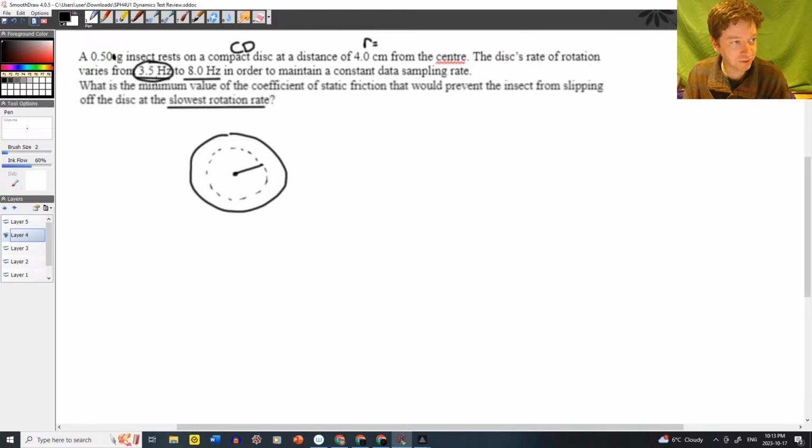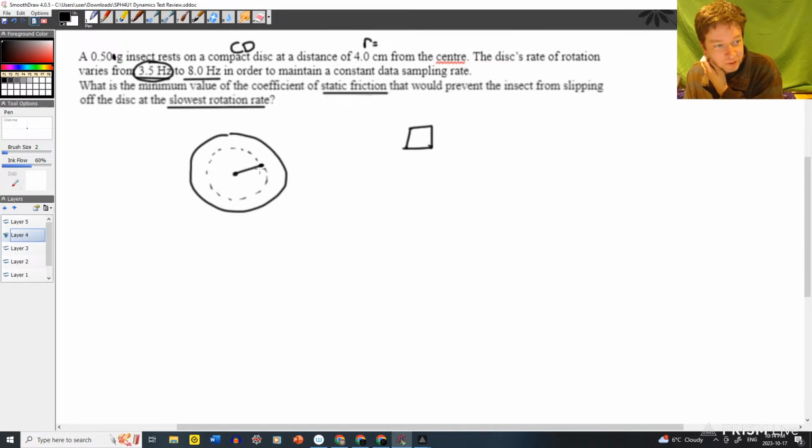That's the slowest rotation rate. And we want to know the minimum value for static friction. Okay, well, here's our insect. Let's go ahead and draw the insect. There we go. Free body diagram of an insect.